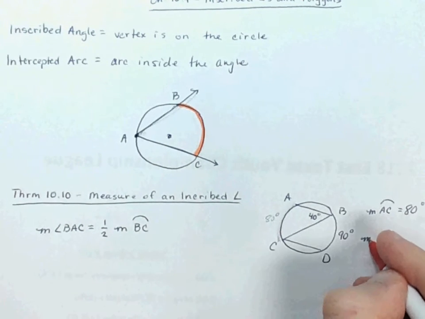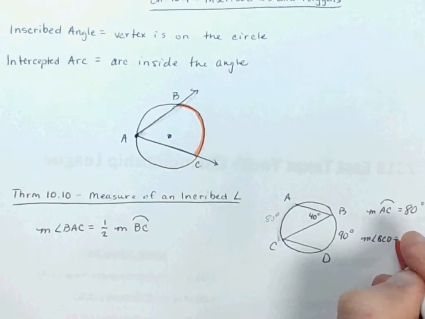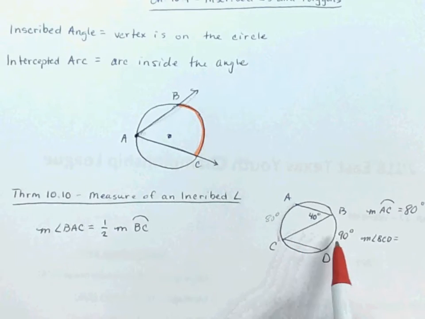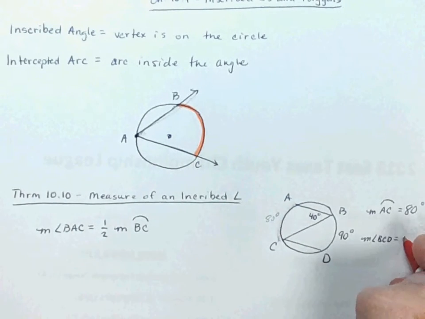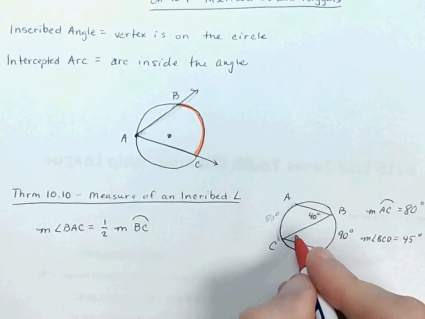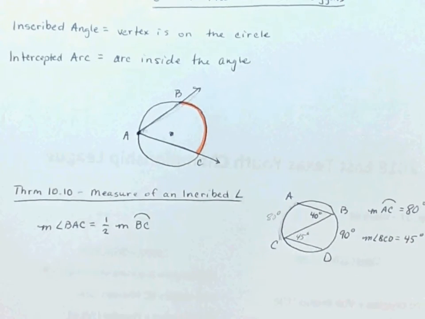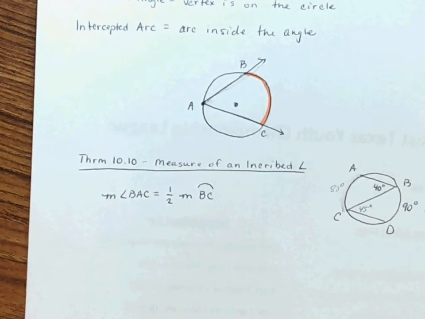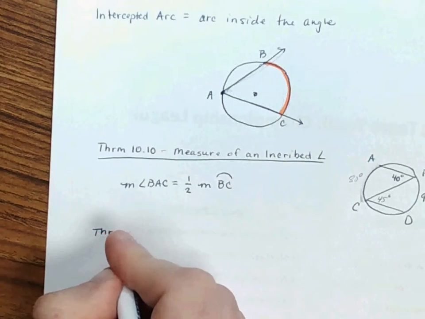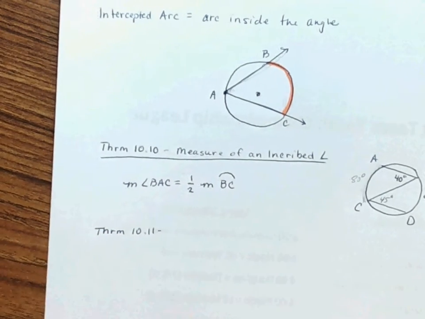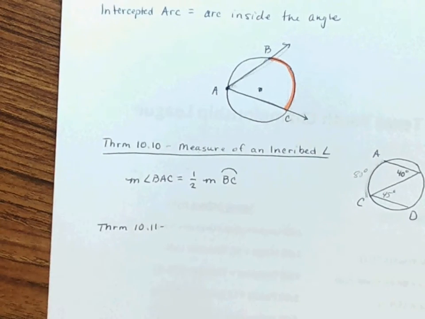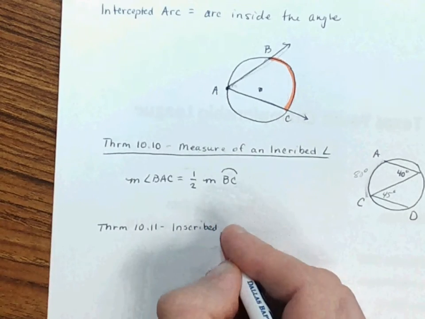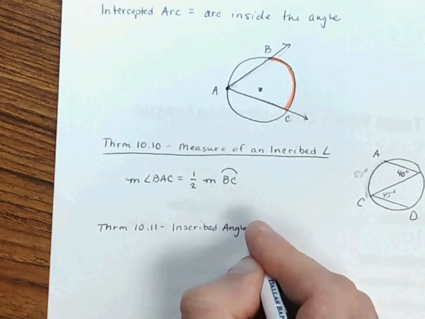If we wanted the measure of angle BCD, we're going to look at its intercepted arc, which is 90. And we know that the angle has to be half of 90, which would be 45 degrees. Okay. Let's move on. We've got another theorem, theorem 10.11. It's called the inscribed angles of a circle theorem.